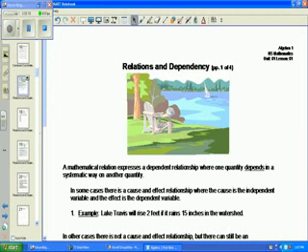Today we're going to talk about relations and dependency. For those who are just joining me, I'm a day ahead of your class. That means that your class is behind me. So we're going to have to review some important facts.